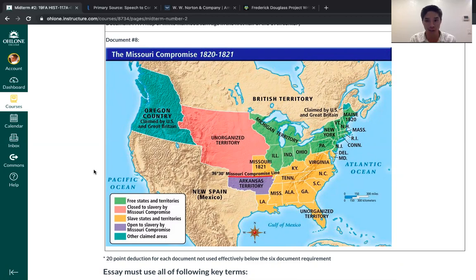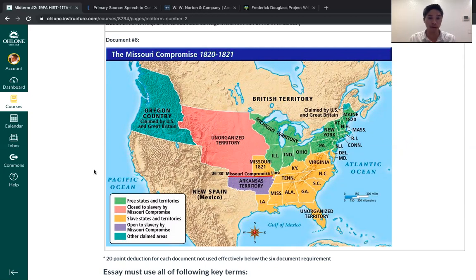But what is significant about this map is that it shows you that inconsistency and contradiction. America was founded on the idea of freedom, equality, that all men are created equal, but at the same time, look at its expansion over time. You have new states like Alabama, Mississippi, Louisiana, Tennessee, Kentucky, Missouri. And if you look at the color of those states, what are they? They're slave states, right?